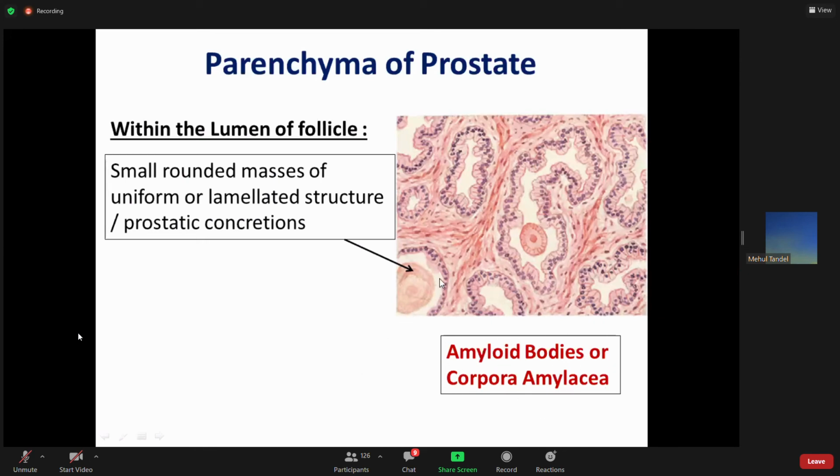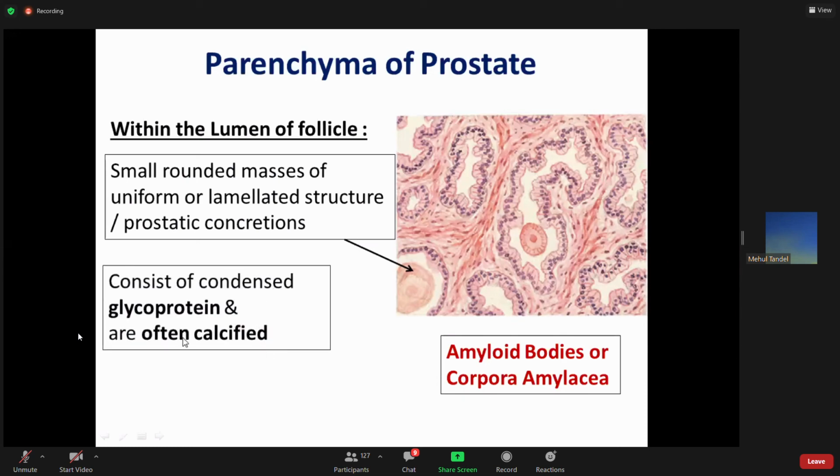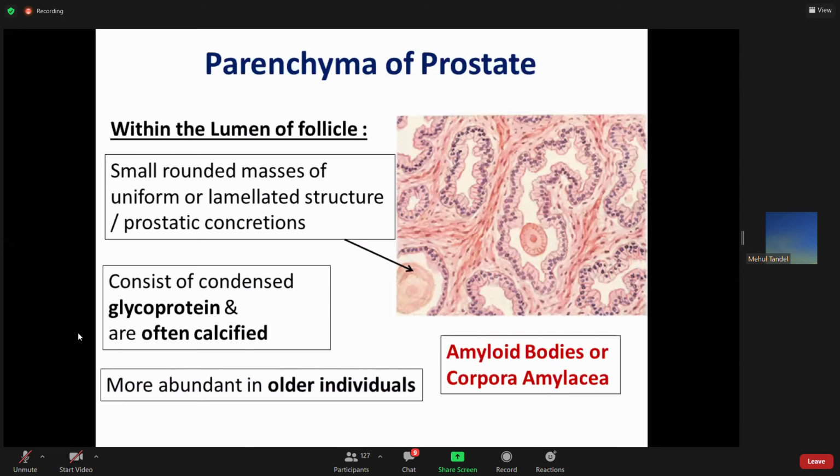Within the lumen of the follicle, remember, this is present inside the lumen. Small rounded masses of uniform or homogeneous or lamellated bodies. These bodies are known as amyloid bodies or corpora amylacea. It consists of condensed glycoprotein and is often calcified. It is more prominent in old age. You will not see them in the young, but in old age you will see quite a lot of these. Clear? So this is one of the identifying features of the prostate, corpora amylacea or amyloid body. It is nothing but condensed glycoprotein, which may be calcified. So, a small rounded mass, uniform mass, or laminated mass.